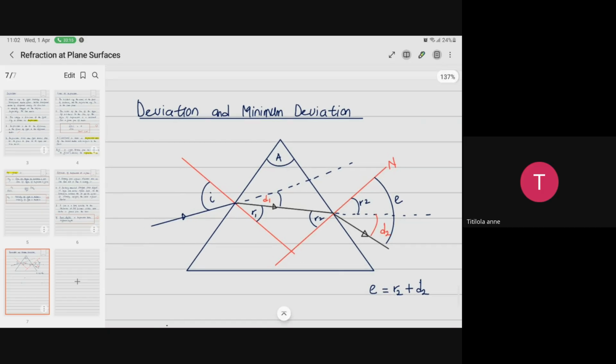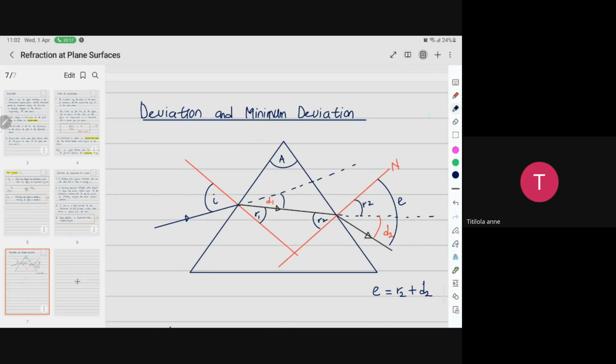So now the minimum deviation is simply trying to tell you how far the ray deviates from the normal. Is that okay? That is simply what it is trying to tell us.